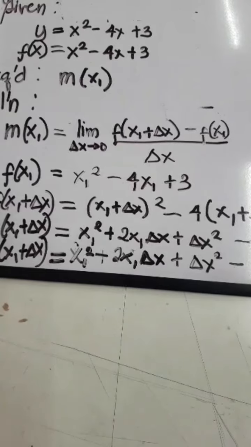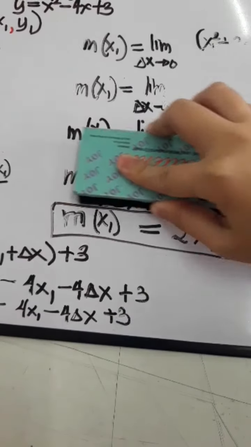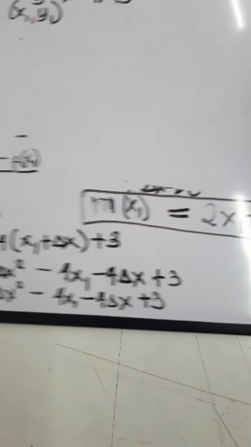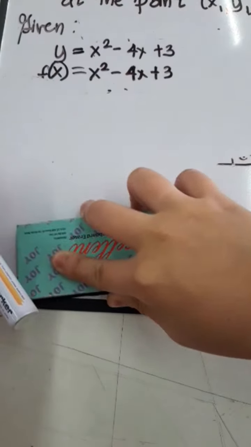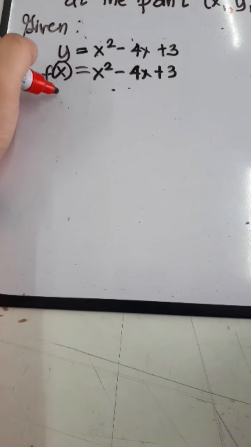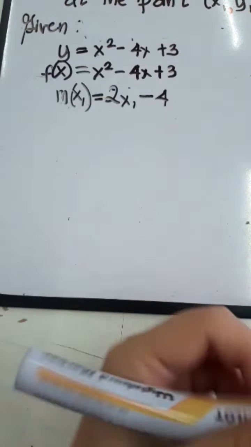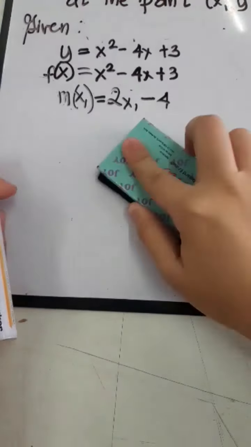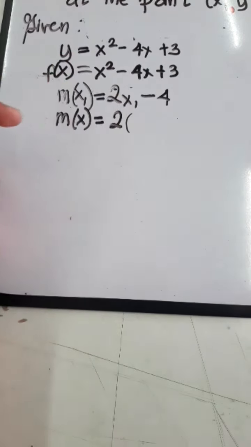So now, class, what we will do is graph the function. Okay, we will graph it. We just retain the equation for the slope, and copy it as well. We have the slope for any value of x, equal to 2x minus 4 for the corresponding value of x. So, this is our equation.